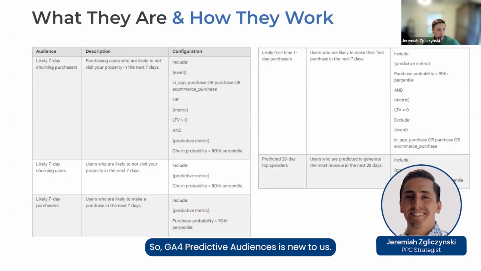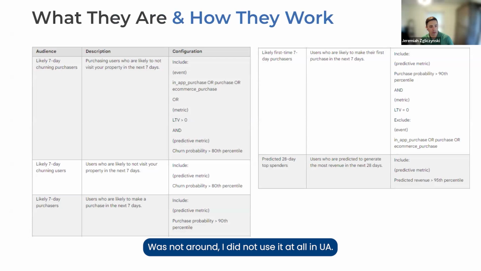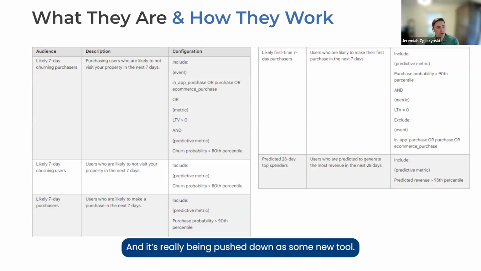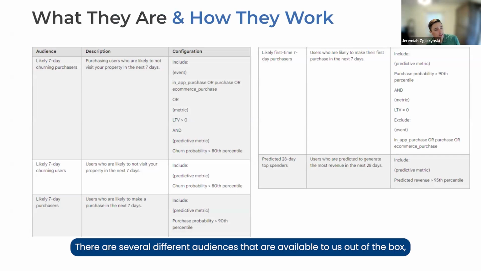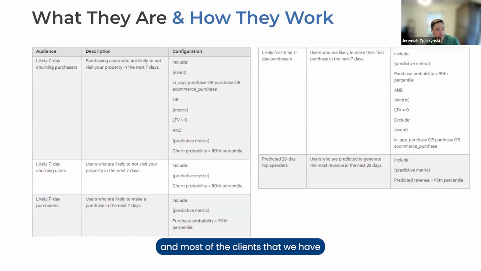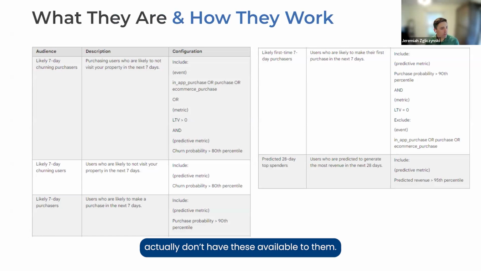So GA4 Predictive Audiences is new to us, was not around. I did not use it at all in UA, and it's really getting pushed down as some new tool. There are several different audiences that are available to us out of the box, and most of the clients that we have actually don't have these available to them.